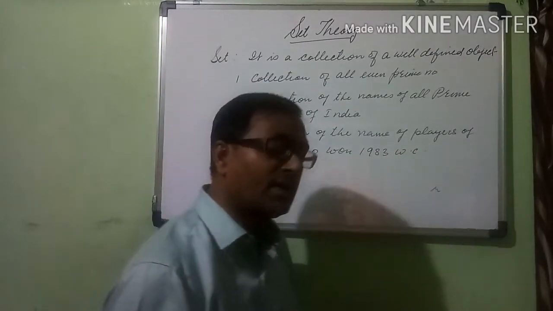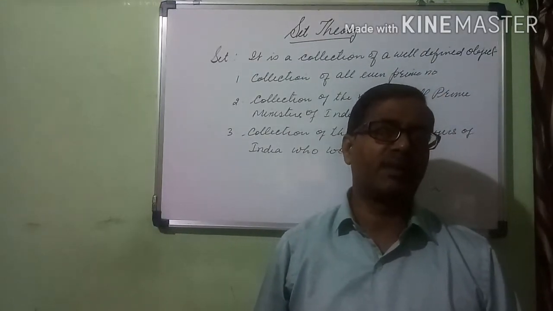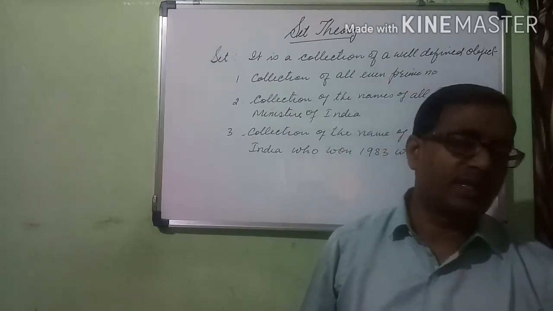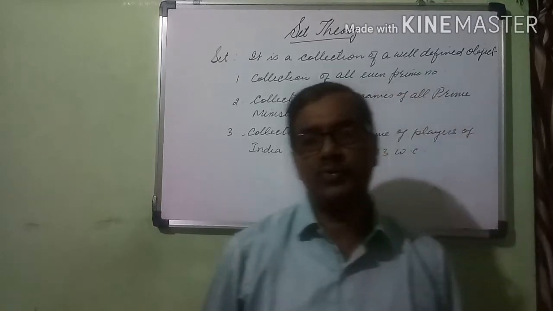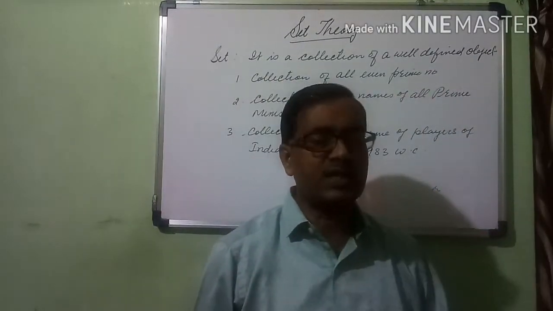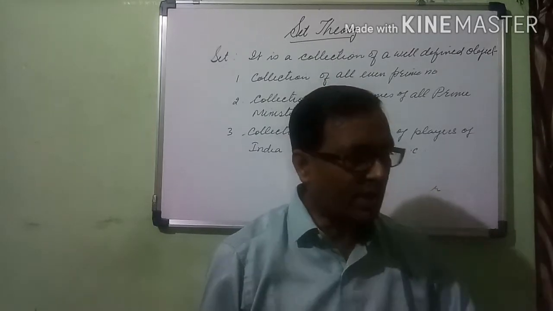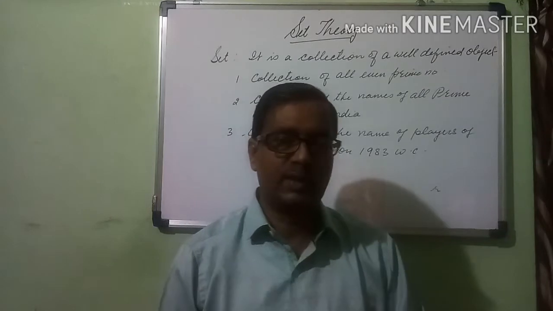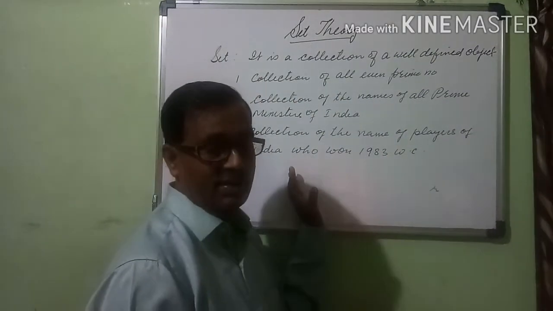But if I say collection of mathematics books, it is a vague statement. Which class, which author, which publication, it is not clear. But once I say collection of mathematics books from 6 to 12 of R.D. Sharma, very well, you can go and collect 6, 7, 8, 9, 10, 11, 12 books. So this kind of collection, we call it a set.